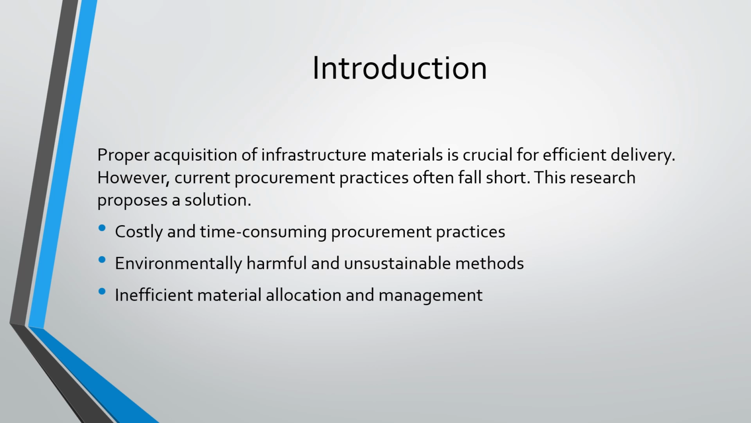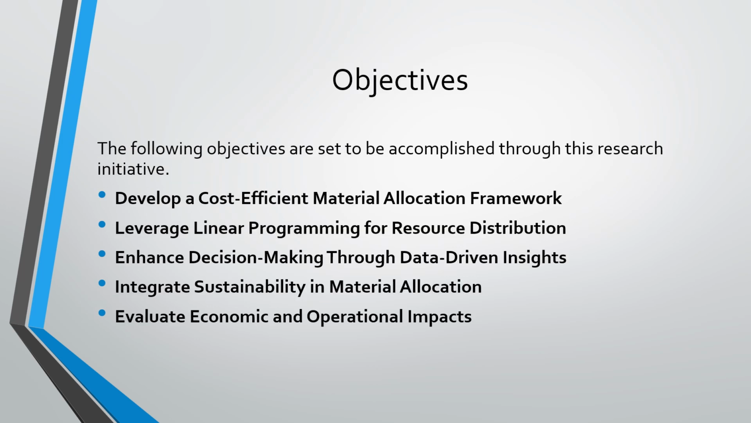This research proposes a solution to these problems: cost- and time-consuming procurement practices, environmentally harmful and unsustainable methods, and inefficient material allocation and management. The main objectives to be accomplished through this research initiative are to develop a cost-efficient material allocation framework, leverage linear programming for resource distribution, enhance decision making through data-driven insights, integrate sustainability in material allocation, and evaluate economic and operational impacts.